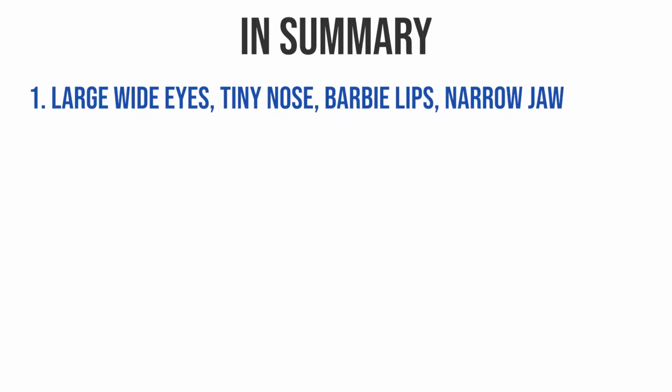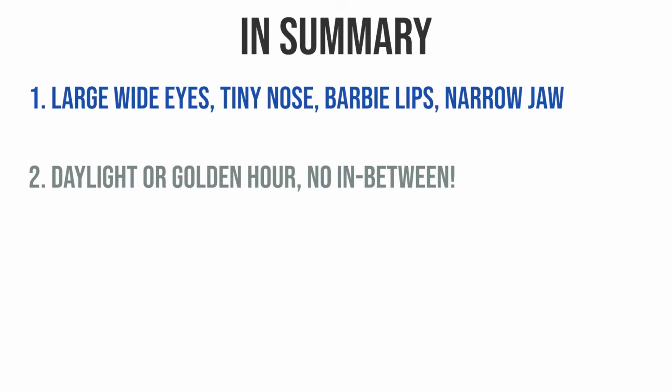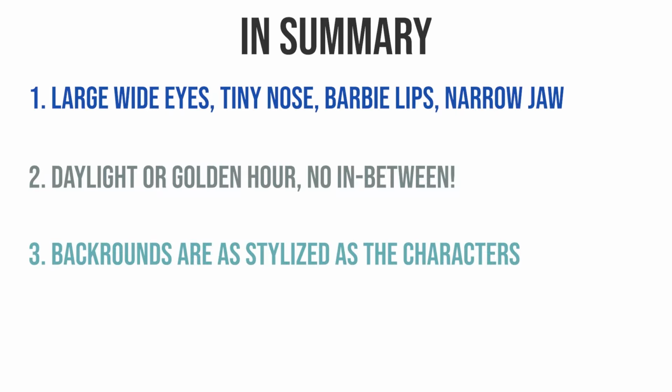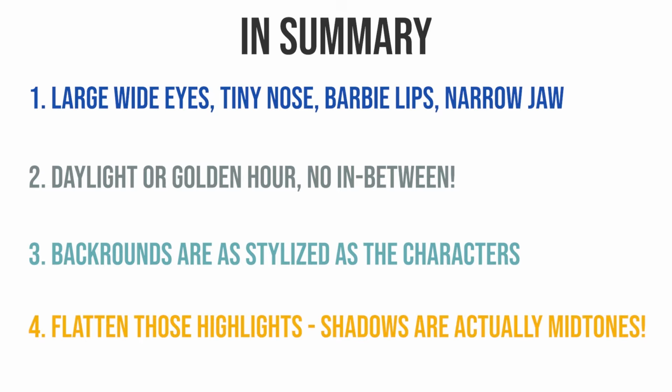That's the tweet. So to sum up, Sam's work is characterized by these 4 points. Number 1, the proportions are rather stylized with large eye sockets and a minimized nose, Barbie lips and a narrow chin. Number 2, the lighting plays a crucial role in Sam's work, and he either paints broad daylight or golden hour light. Number 3, the backgrounds range from very simple to very complex, but are given the same stylistic treatment as the characters. And number 4, the key to Sam's art lies in the simplification of the largest highlights.